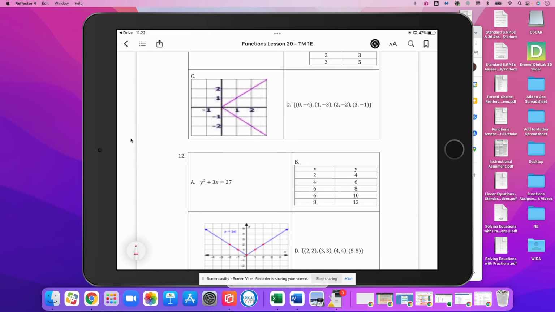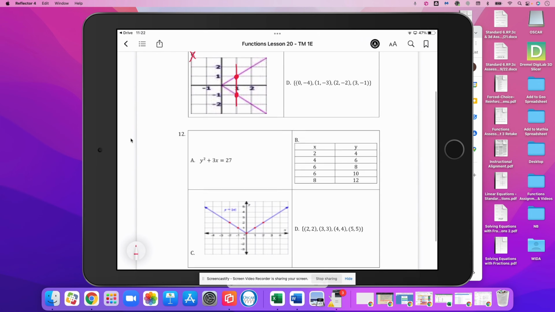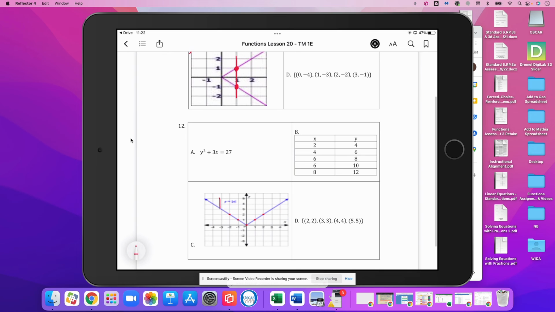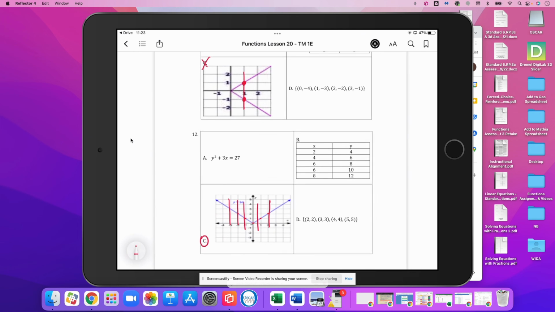And last page here. Here I hit two spots right there and right there. So in this case, C is not a function. And down here, I make a vertical line, and if I only hit in one spot, which I do, this is going to be a function.